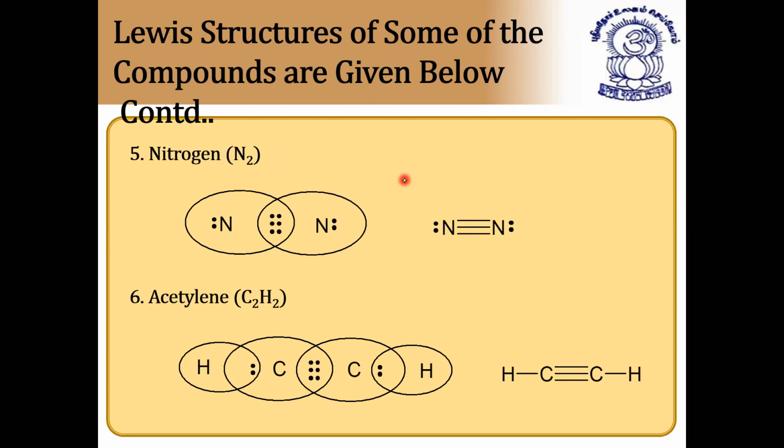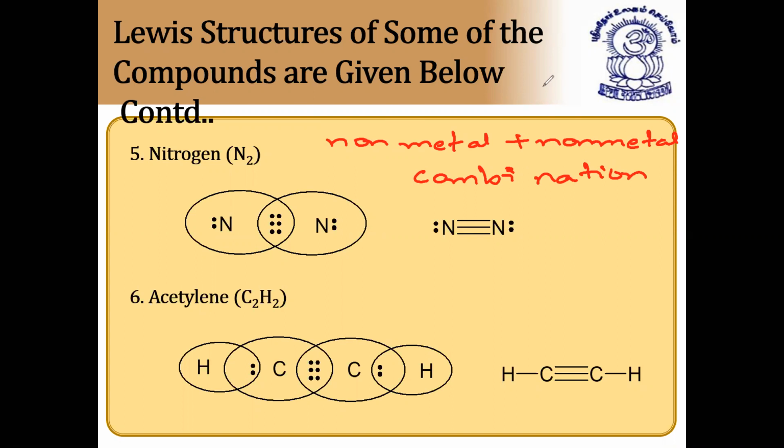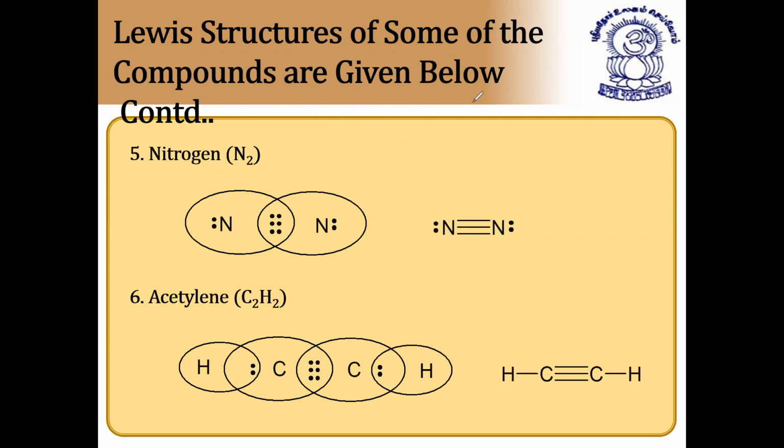All these are covalent compounds because mainly covalent compounds are found between non-metal and non-metal combinations. So all covalent compounds are nothing but non-metal plus non-metal combinations. So this you have to make clear because ionic bond is a metal and non-metal combination, but covalent bond is a non-metal combination. I hope it is clear.